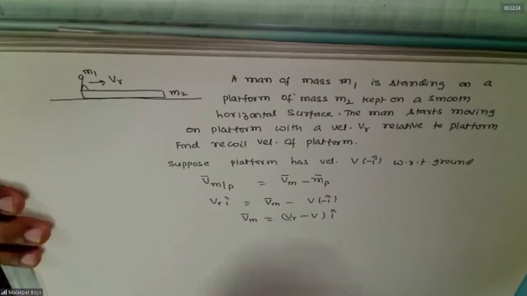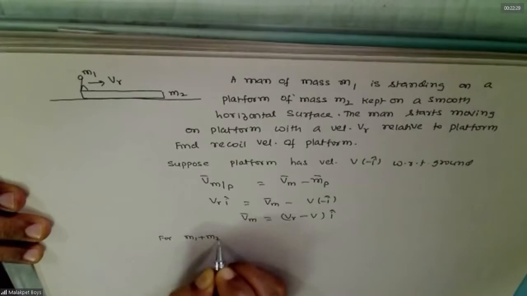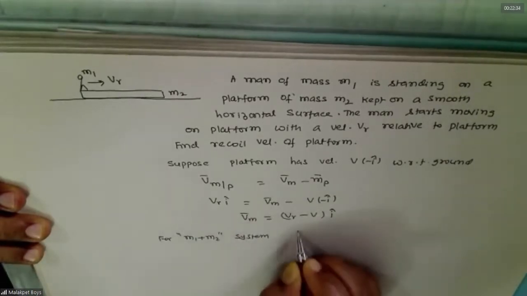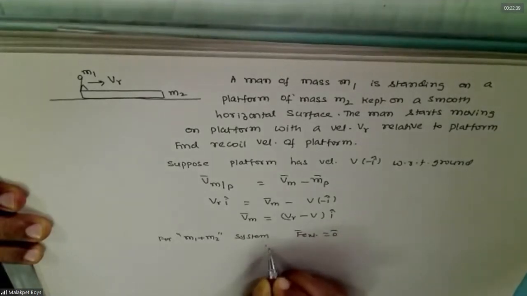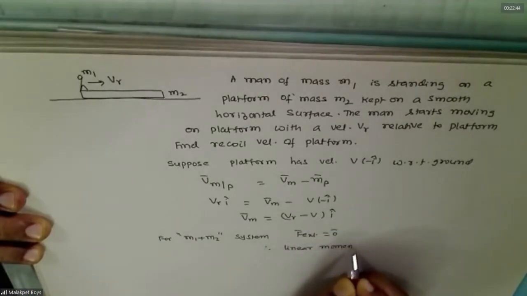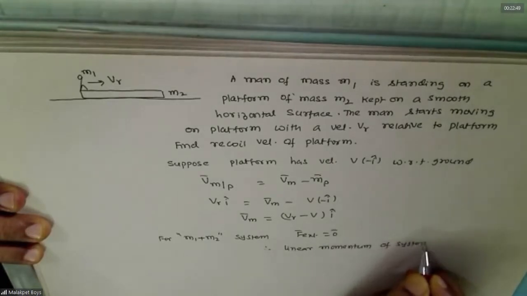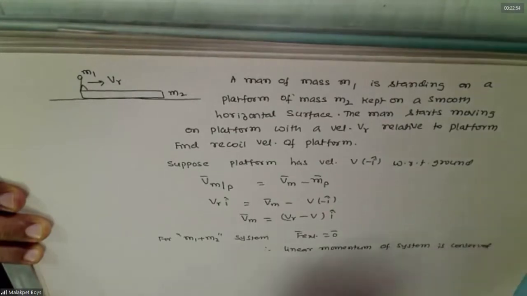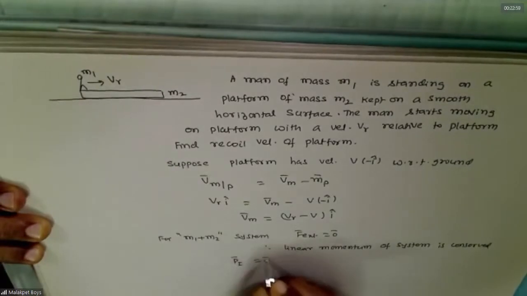Is there any external force? No external force, sir. Now observe this system, there is no external force. Therefore what is conserved? Linear momentum of the system is conserved. So before the man starts, initially both are at rest. Yes, sir. Both are at rest.